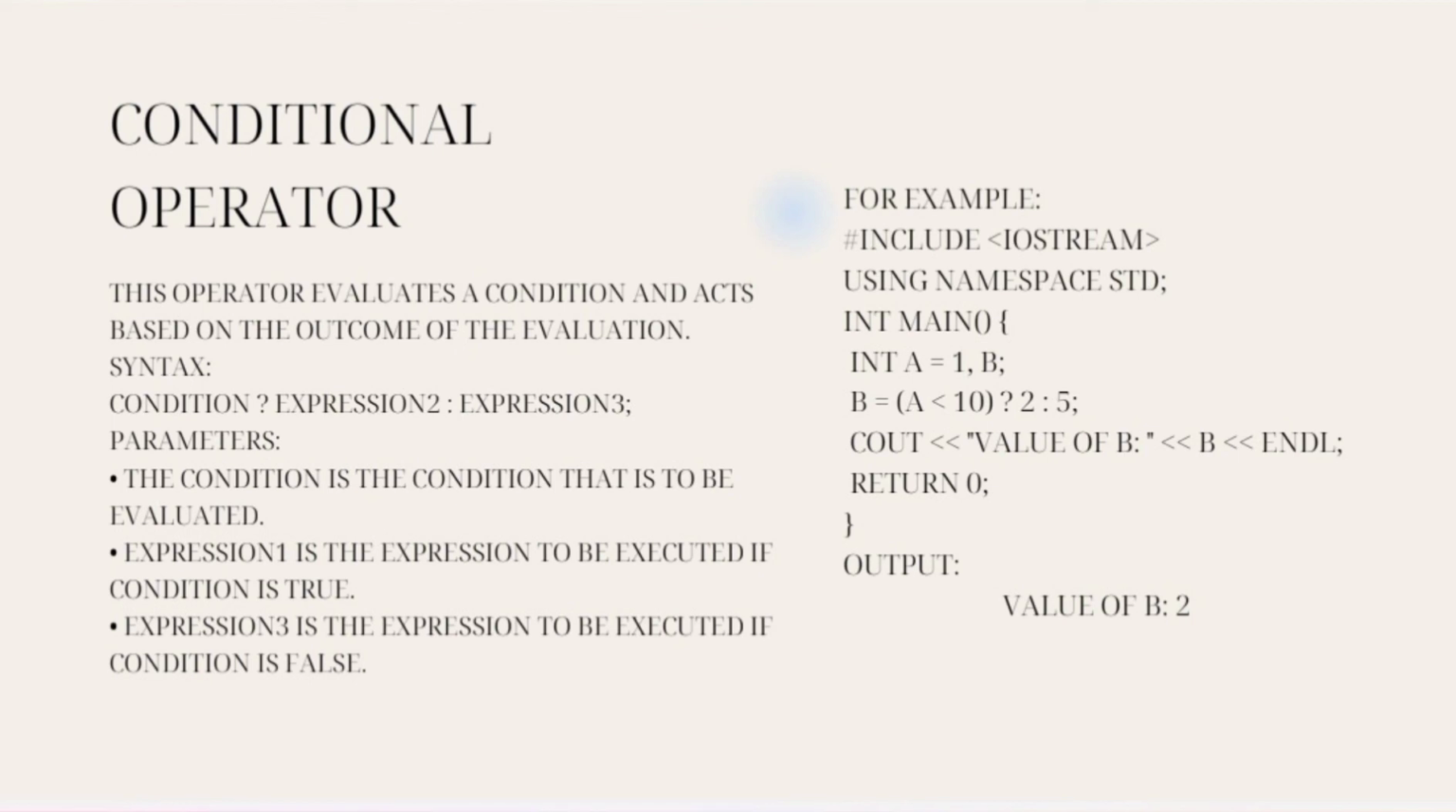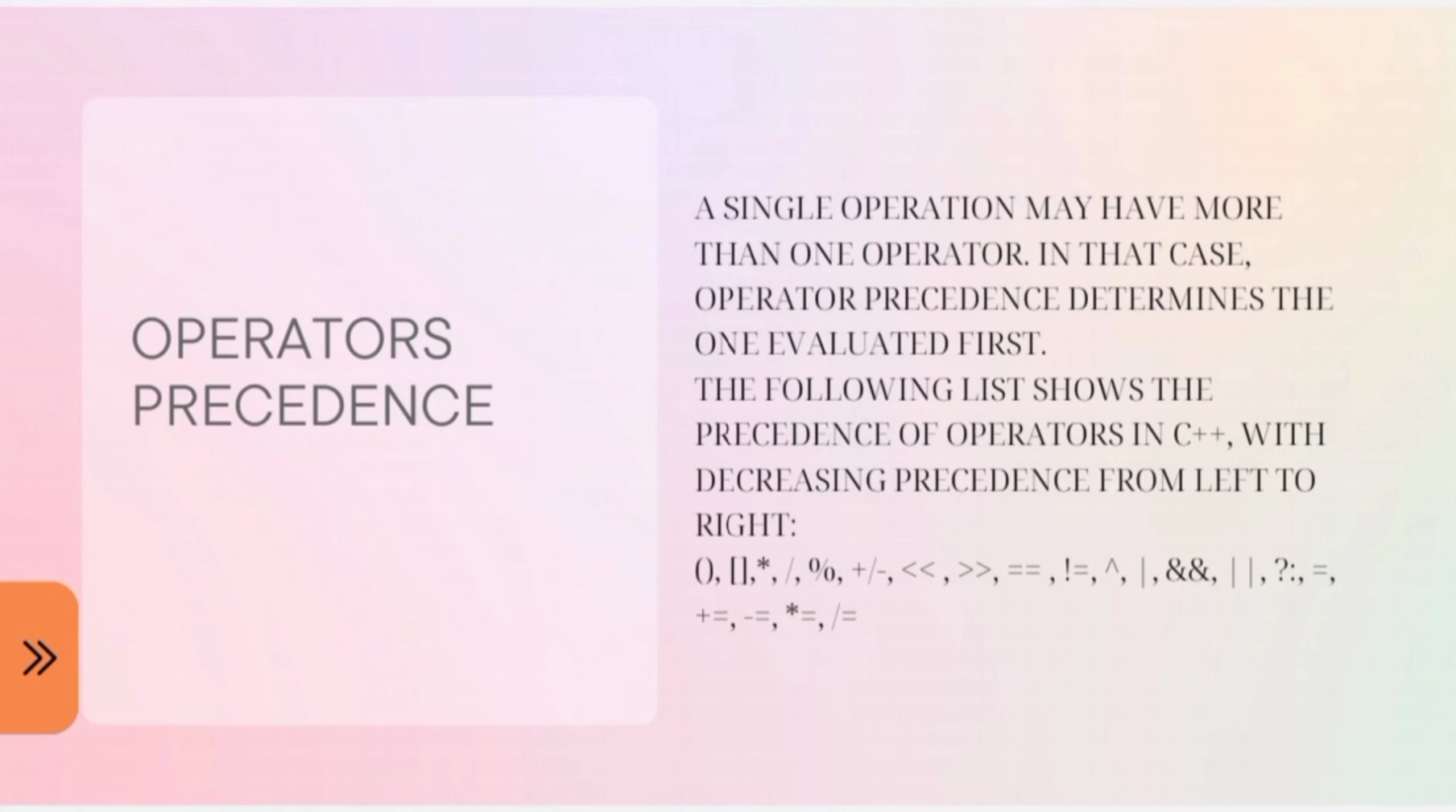Output: value of b: 2. Operator precedence. A single operation may have more than one operator. In that case, operator precedence determines the one evaluated first. The following list shows the precedence of operators in C++, with decreasing precedence from left to right: asterisk, percent, plus or minus, less than, greater than, equals, caret, and, equals, plus equals, asterisk equals.